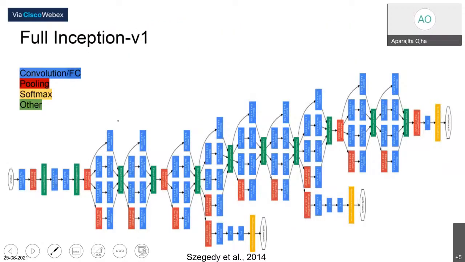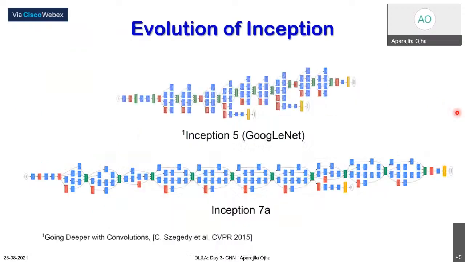A full inception module looks like this. So I start with inception. This is the inception module, convolution or fully connected softmax. You can see that these are all convolution maps, convolutional layers. This is a pooling layer. It keeps on growing like this. This was the first version, and then GoogleNet 5th version, 7th version, various versions have been introduced.